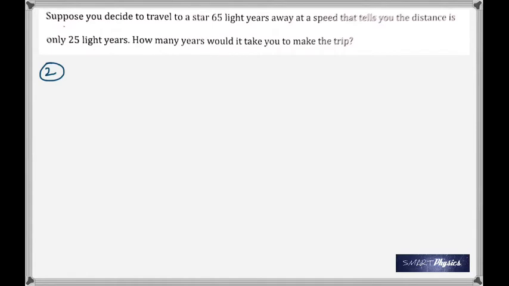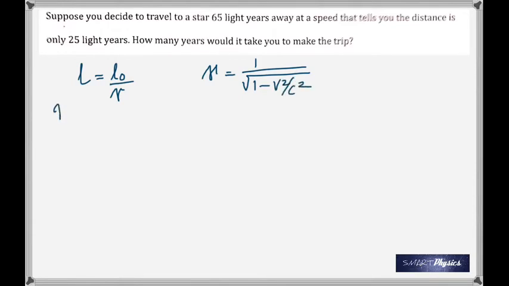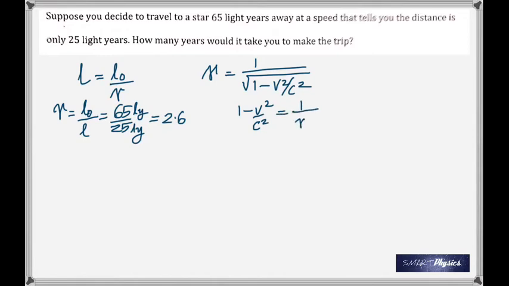Now this is just like the previous question, except that in this case the L naught and the L both are given, and we have to figure out how many years it would take to make the trip. So using the same formula as before, and knowing that gamma is 1 divided by the square root of 1 minus v squared by c squared, we can first find gamma from L naught and L. You get it as 2.6, and then once you get gamma, we can try to find velocity from this equation.